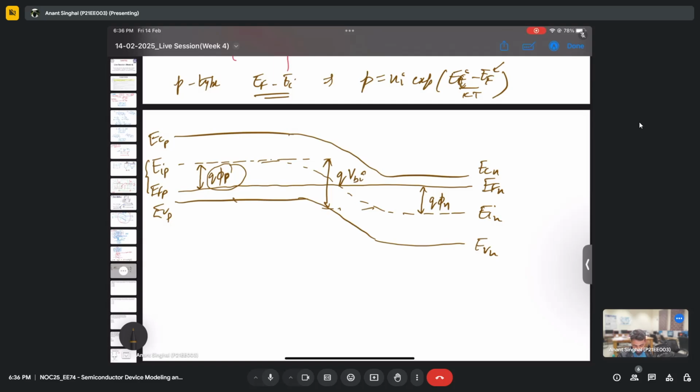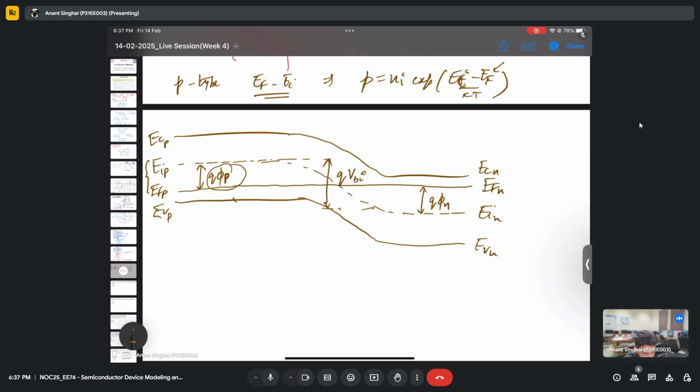First of all, in thermal equilibrium with zero applied bias, no current exists and no external excitation is applied. So in this case, the Fermi level is constant. As I said, this EFP and EFN are a single line. And what will happen now in the band diagram? Electrons will easily move down the hill, that is from the lower potential to the higher potential. Similarly, holes will easily move upward the hill, that is from higher potential to the lower potential.